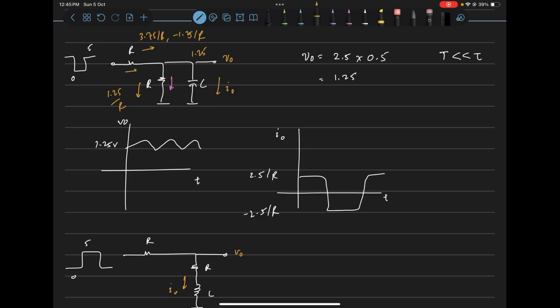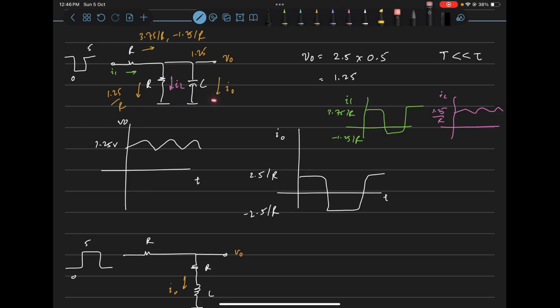So this current, if I term it as I1, and this current as I2, let me use some colors for clarity. If I plot I1 versus time and I2 versus time, I1 will look something like this, 3.75 by R and minus 1.25 by R, since VO is held at 1.25 and the input is toggling between 0 and 5. So this will toggle between these two values. Similarly, I2 will be rippling around 1.25 by R, since VO is rippling around 1.25.